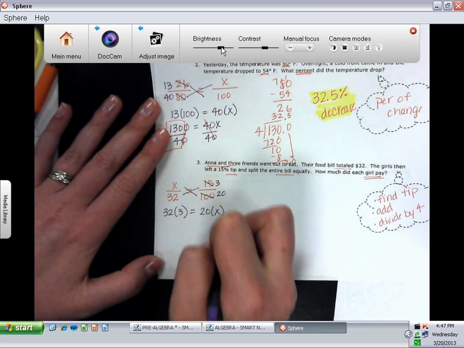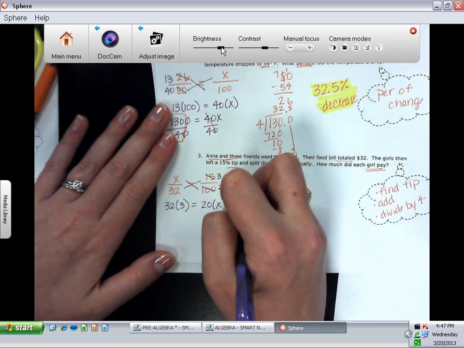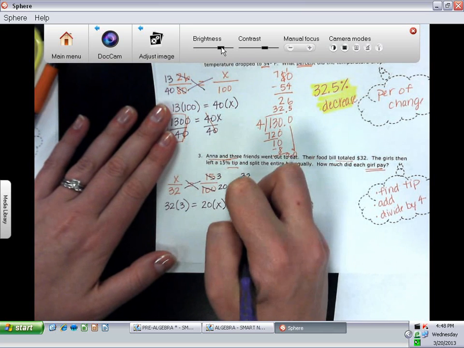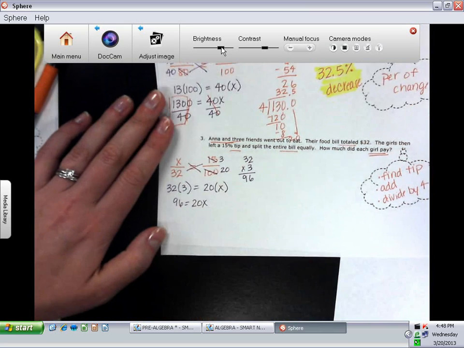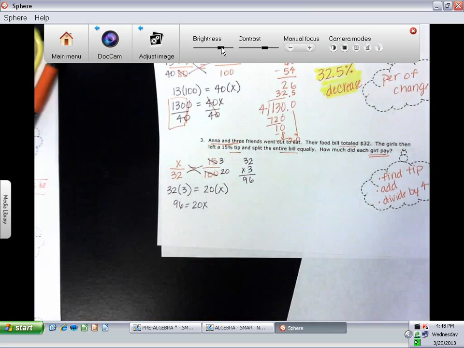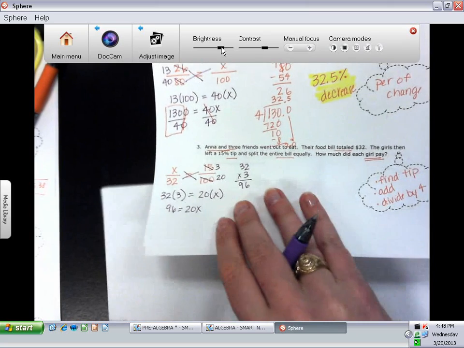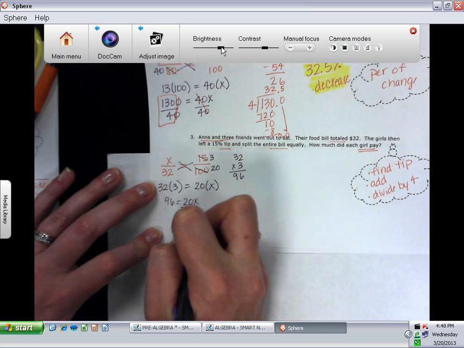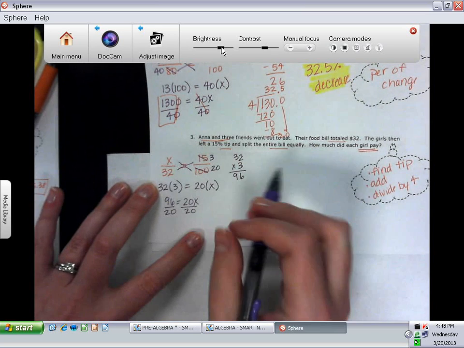So 32 times 3: 3 times 2 is 6. 3 times 3 is 9. So 96 equals 20x. And again, I need to use inverse operations here because 20 is being multiplied by x, so I want to use the opposite, which is division. And I'm going to divide 96 by 20.